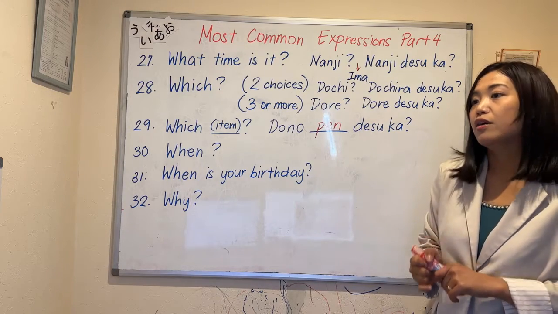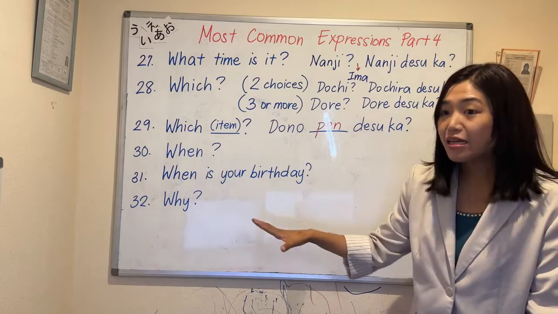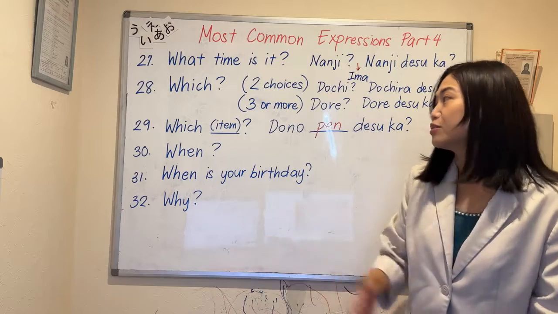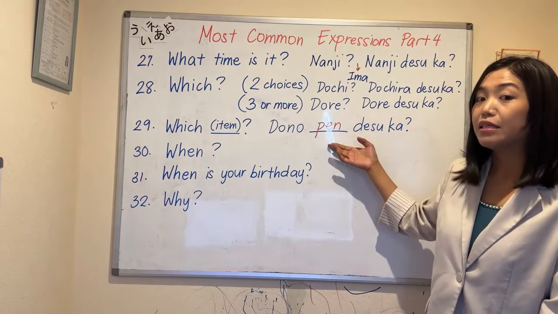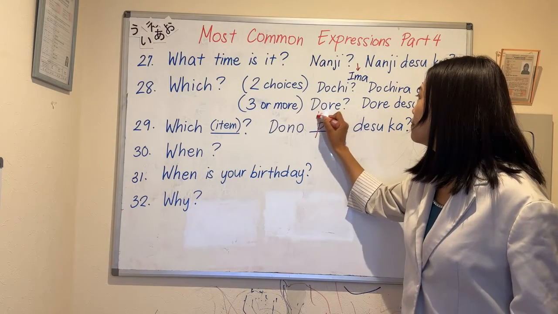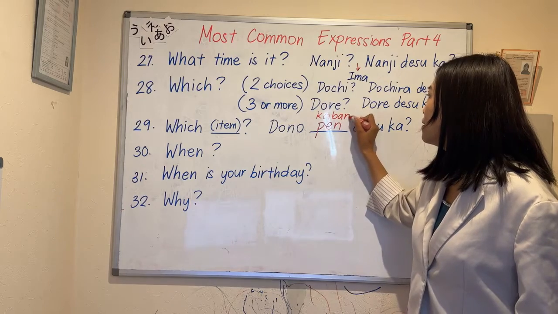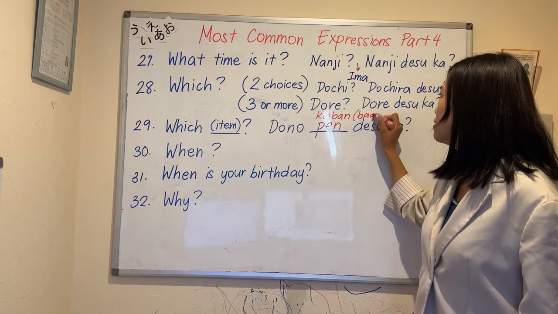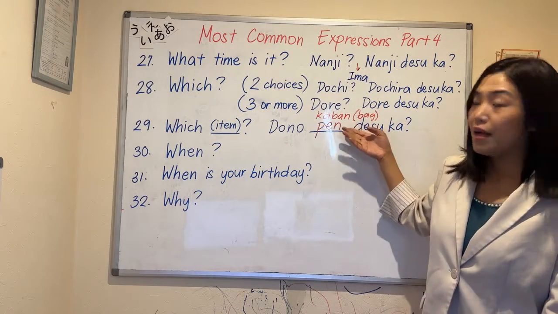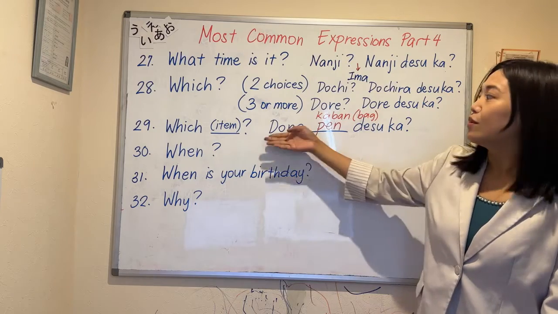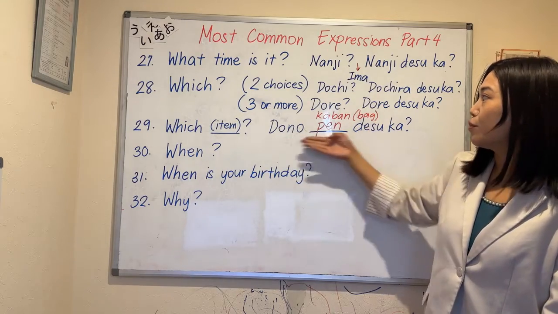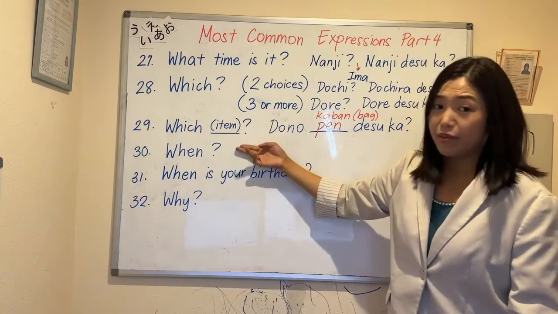Or, for example, there are different bags, and you want to ask, which bag are you talking about? So, dono, the word for bag in Japanese is kaban. So, kaban is bag. Pen is pen in Japanese. Dono kaban desu ka? Dono pen desu ka? So, which, and then the name of the item.